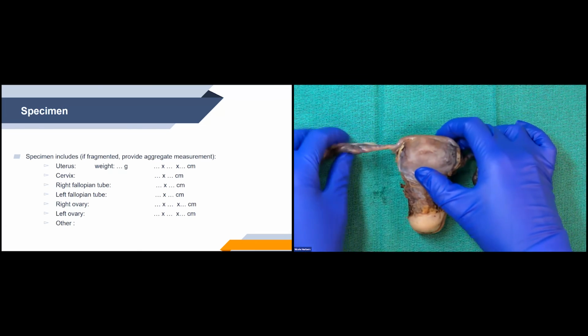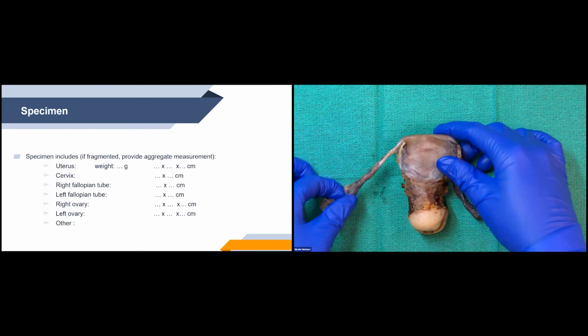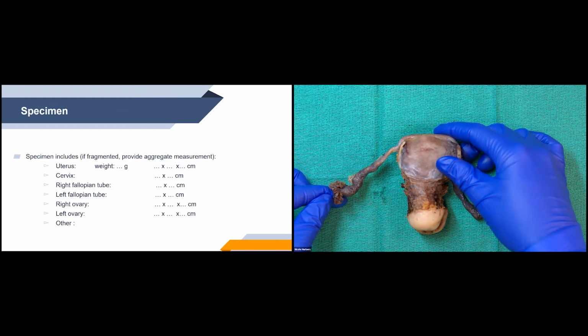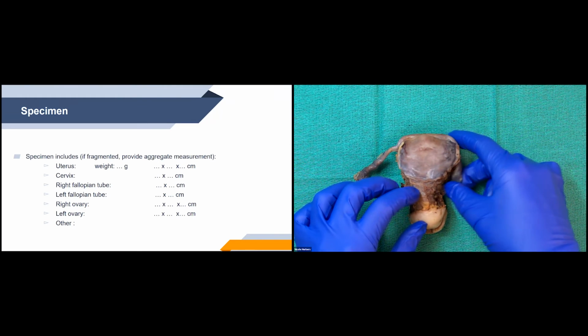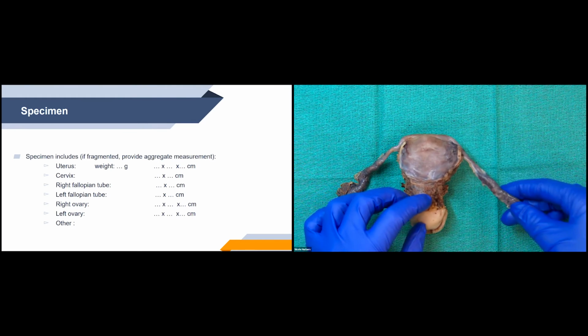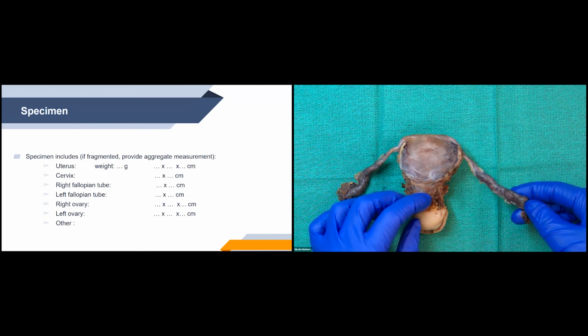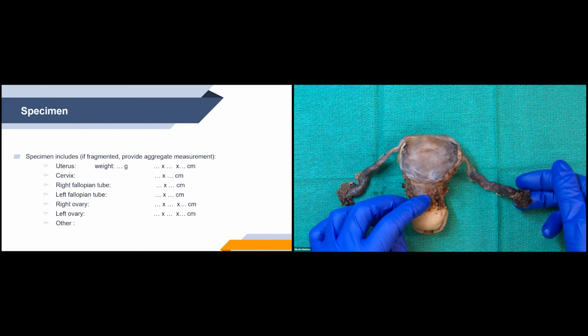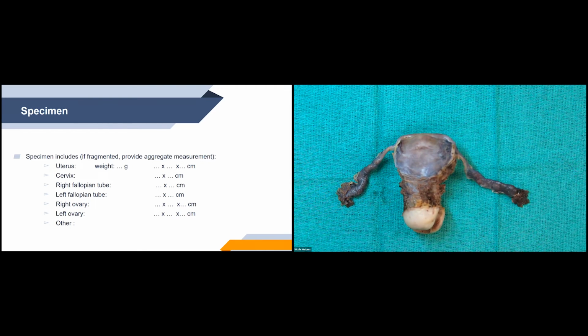This one would be our right fallopian tube, so we'd give its measurement in length and diameter. And then this one would be our left fallopian tube, so we'd give its length and diameter as well. If we had the ovaries, we'd give their measurements as well.